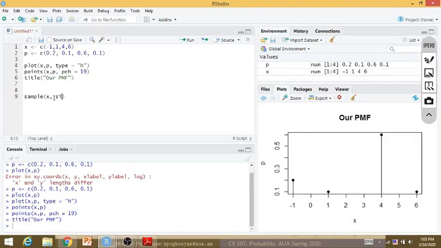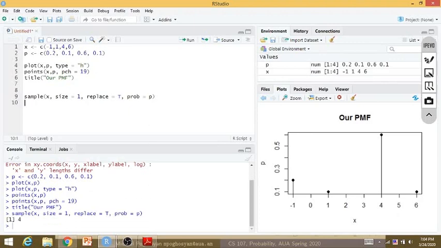The size is 1. I just want to do one experiment, so I will get either -1, 1, 4, or 6. Replacement is not important because we are doing just one experiment, but let me write replace equal to true, the with replacement model. And then prob equal to P with these probabilities. If I skip this, then all probabilities will be the same, the equiprobable case. So I'm running this and I'm getting 4.